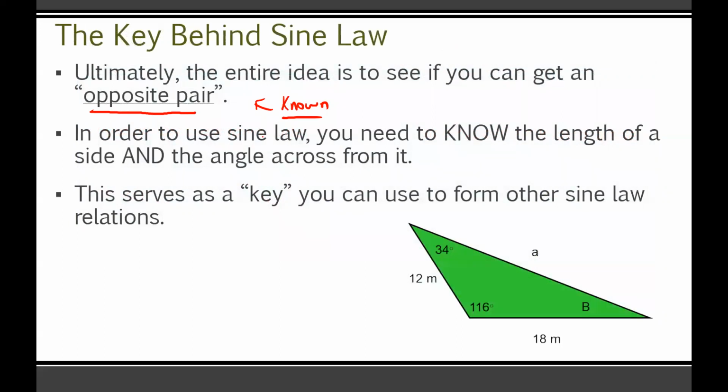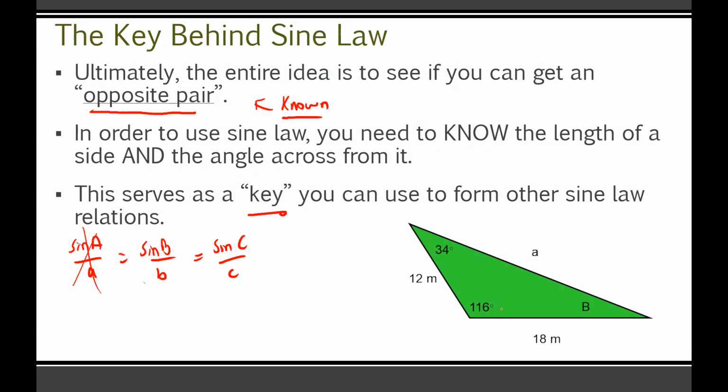This serves as what I will call a key that you can use to form other sine law relations. Remember, sine law just said sine capital A over lowercase a equals sine capital B over lowercase b, which equals sine capital C over lowercase c. You can cut out the middleman here and just say this equals this, or this one equals this one. So you can cross out this guy. These are all equal to each other. They just serve as a key.